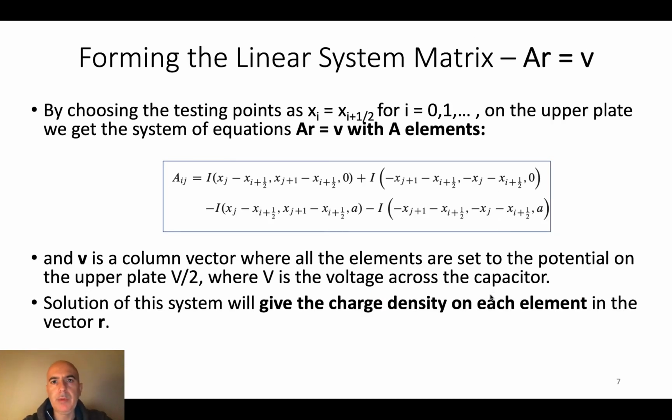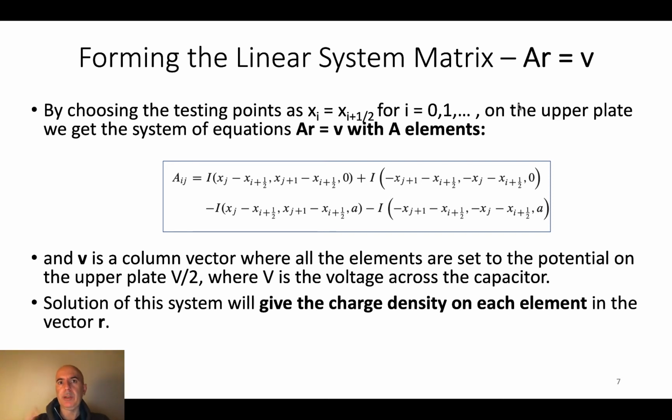So the method of moments will require us to solve a linear system that we write as A multiplied by R equal to V, where R is our unknown, that is the charge density for each element, V is the known term, and A is the matrix that we're going to assemble for the method of moments. So how do we set the assembly matrix? Well, we set it by choosing the testing point at the midpoint. So for x_i equal to x, the testing point is in the middle point, for i from 0 to n, where n is the number of elements that we choose.